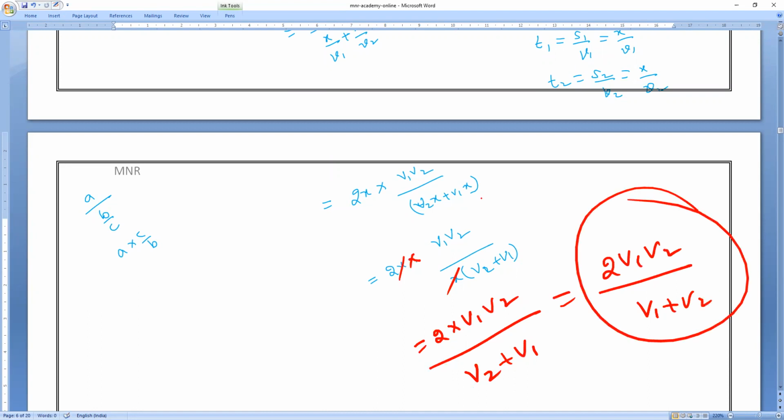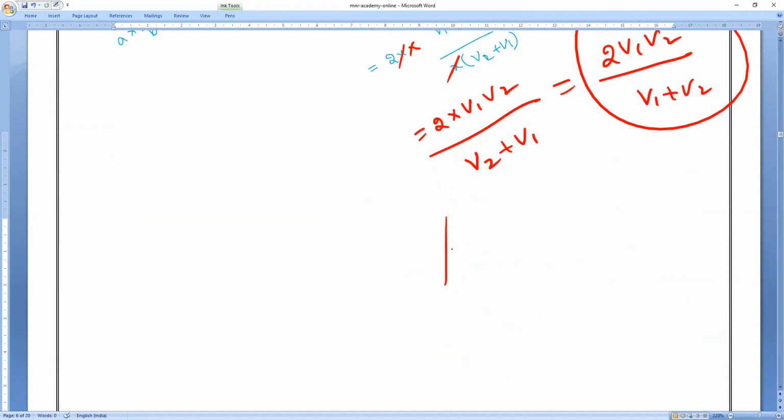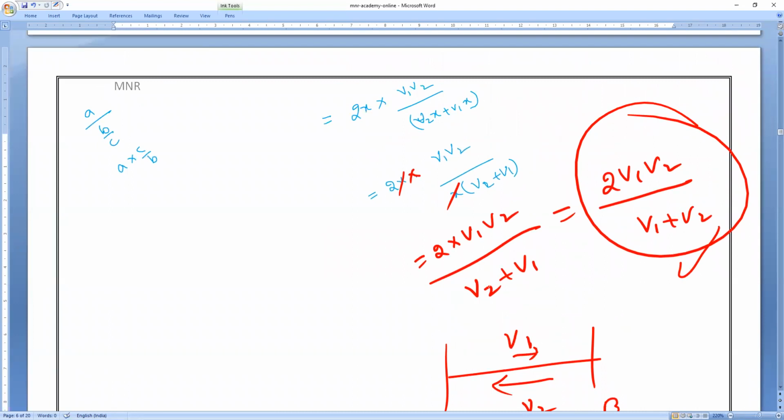So this is the V average formula when the body is traveling with different velocities over the same distance. Keep it in mind: in between two fixed points, if a body is traveling with V1 from A to B and from B to A with V2, you can directly apply this formula and you will get the same answer. Now, the question you solved before, apply this formula and you will get the same answer. Are you clear, all of you?